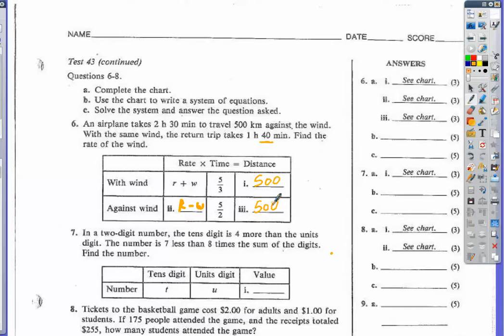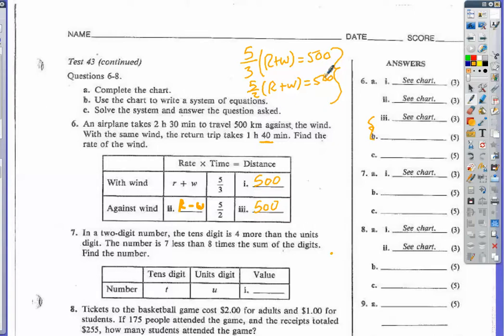My goodness. So for question B, we're to use the chart to write a system of equations. A system of equations is 2 separate equations. You should be able to shoehorn them in here. I'm going to write on the right here. So rate times time equals distance. So we have 5/3 times (r plus w) is equal to 500. Well, what's my other equation? Same idea. 5/2 times (r minus w) is equal to 500.